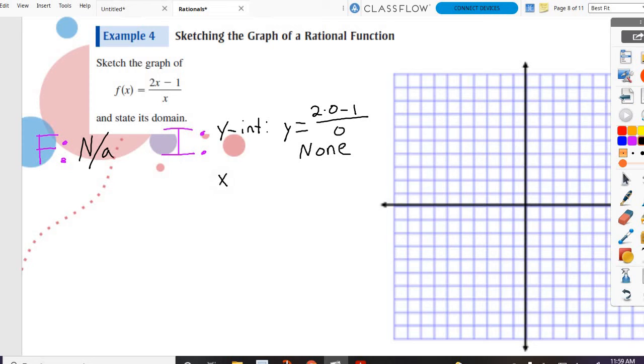Now, for our x-intercepts, what do we want to do? Set f of x equal to, or y equal to, 0, yes? But for a fraction, which part is allowed to equal 0? The top. So that's why we want to just set our top equal to 0, and then solve. So we would add 1, divide by 2. What do we get that x equals? 1/2.